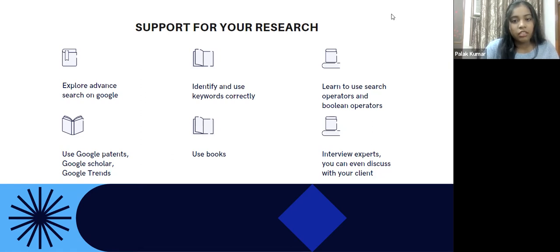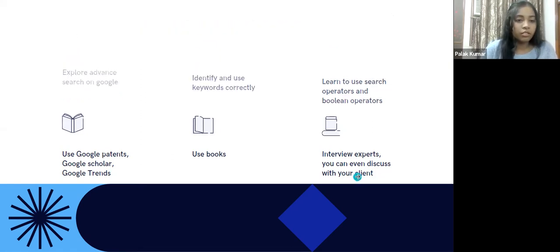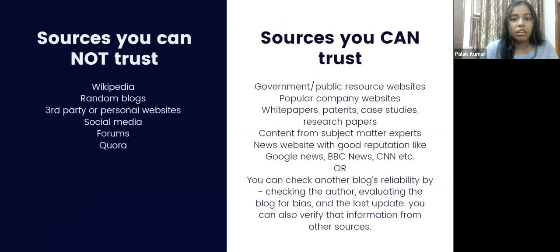Next thing that you can use is you can search for patents. You can just check Google Scholar, Google Trends. You can interview the experts and also use books to help you out.